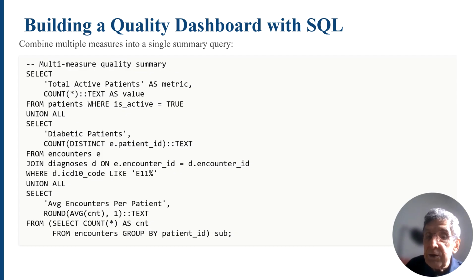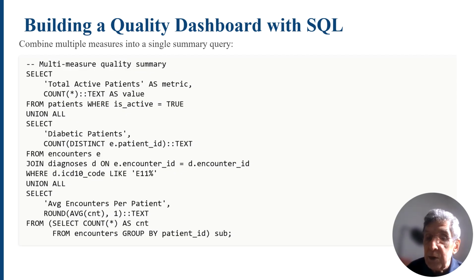The third calculates the average number of encounters per patient using a subquery that counts encounters per patient and then averages these counts. Notice the use of the ::text cast. This is something we haven't discussed before, because the union all requires all corresponding columns to have the same data type, and our first column is a text label. We need to cast the numeric values to text. This is a Postgres-specific syntax. In other database systems, you would have to use a cast value as varchar instead.